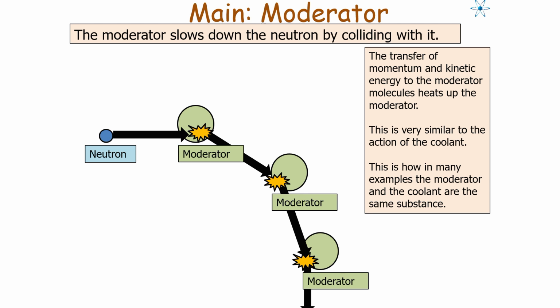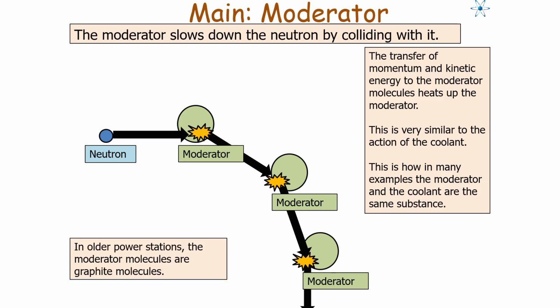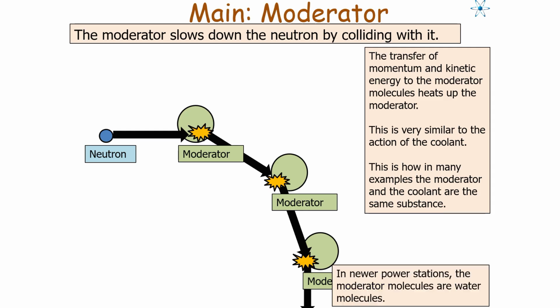So this is how in many examples the moderator and the coolant in our nuclear fission reactor are in fact the same substance. So like mentioned before, in older power stations the moderator molecules are graphite, whilst in newer power stations the moderator molecules are water molecules.